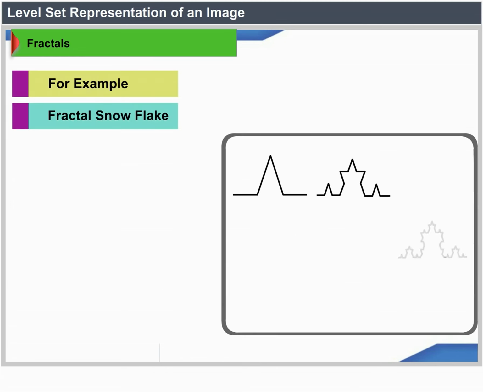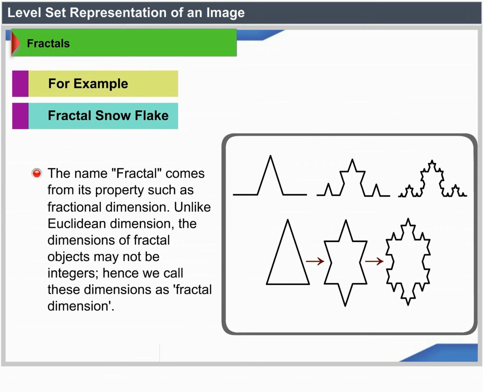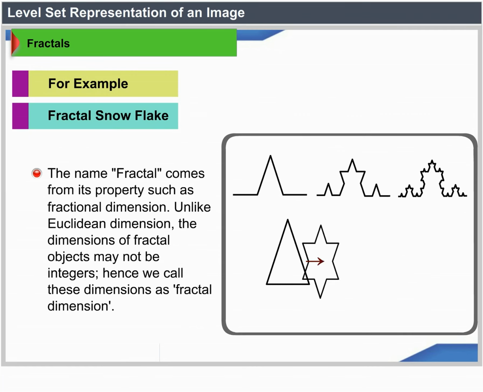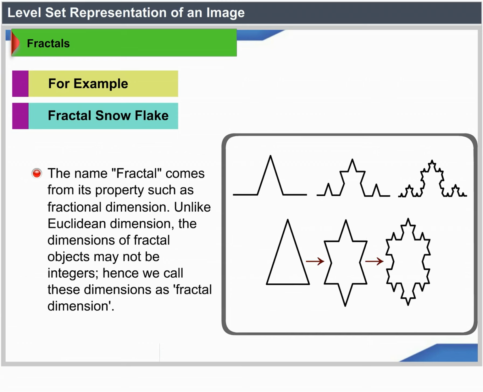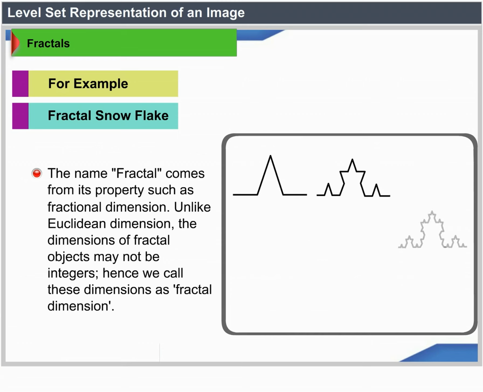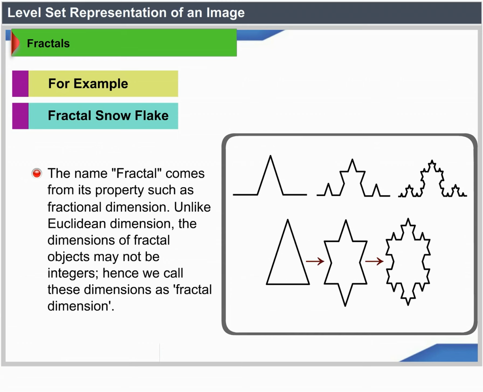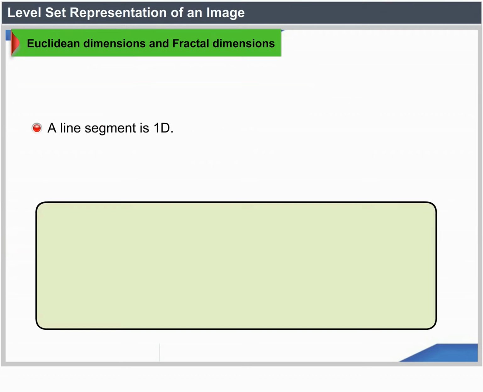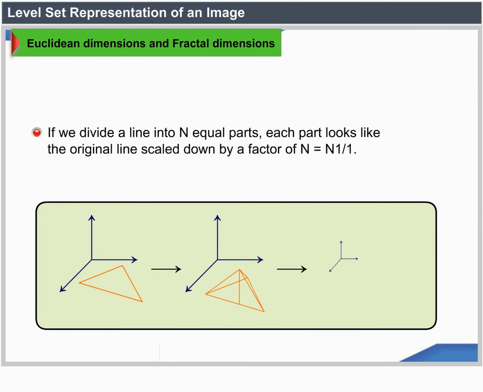The name fractal comes from its property, fractional dimension. Unlike Euclidean dimension, the dimensions of fractal objects may not be integers, and we call these dimensions fractal dimension. Euclidean dimensions and fractal dimensions. A line segment is 1D. If we divide a line into n equal parts, the parts each look like the original line, scaled down by a factor of n. That is, n to the power of 1/1.